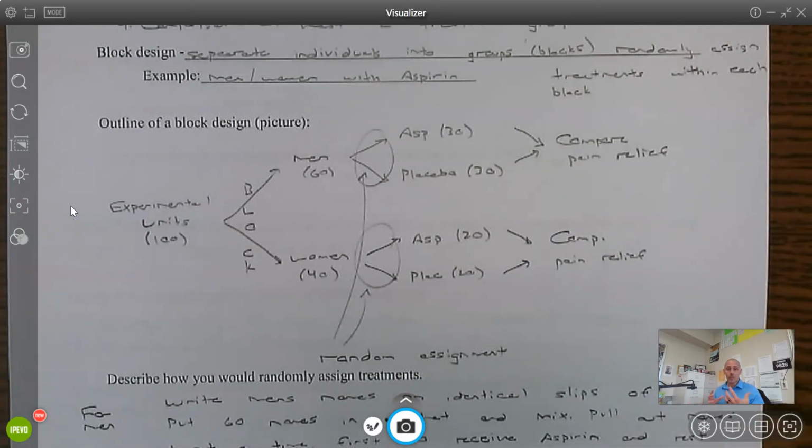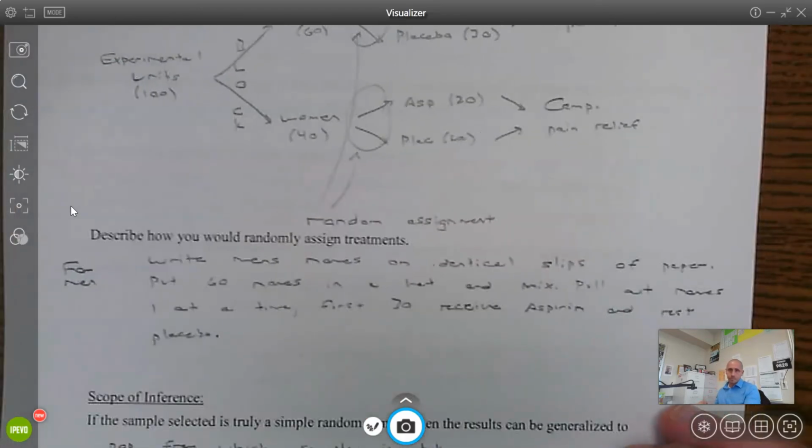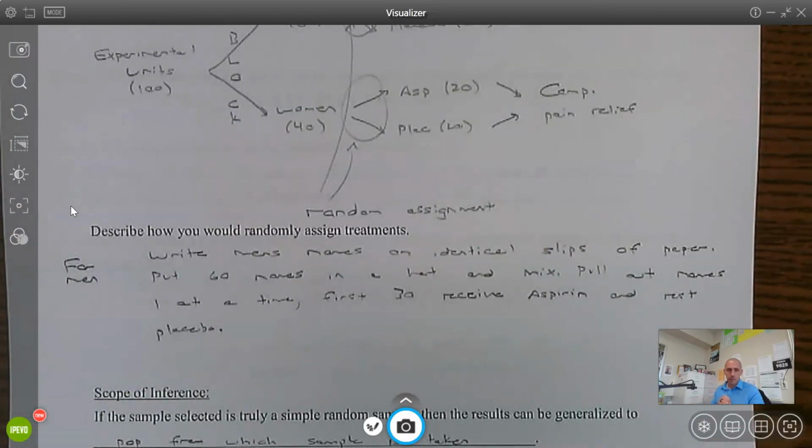Sometimes they'll ask you to randomly assign, describe that process. You could use the HAT method. You could use a random number generator. This example, I just went through the HAT method. So you're going to write the men's names on identical slips of paper. You're going to put those 60 names into a hat. You're going to mix them up, and you're going to pull out names one at a time. The first 30 are going to receive aspirin, and the remaining 30 are going to get the placebo.